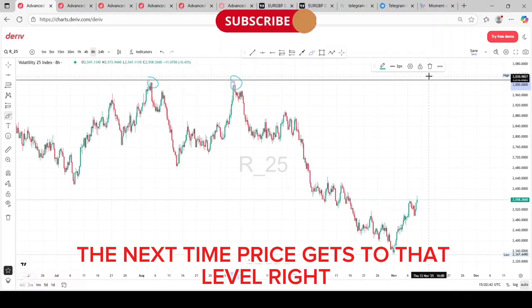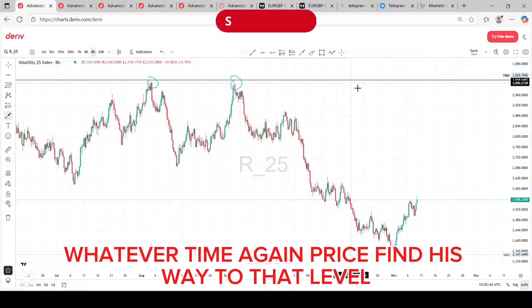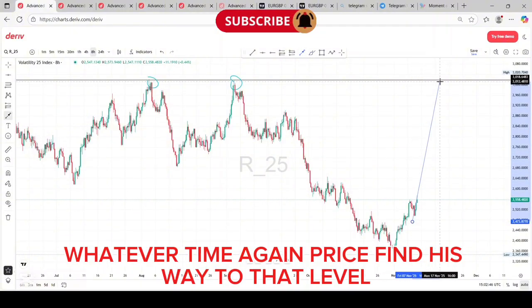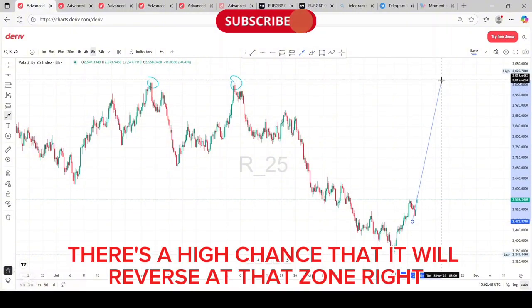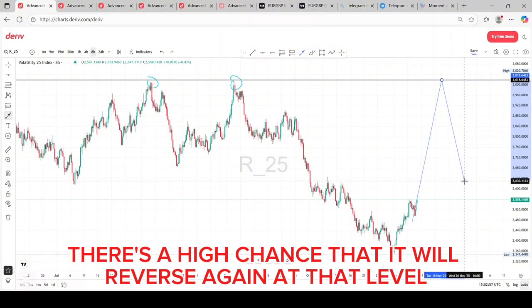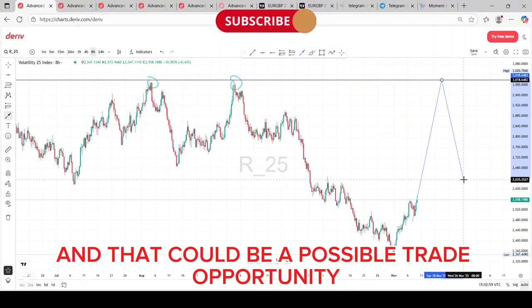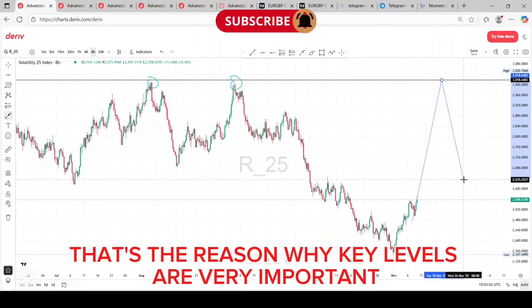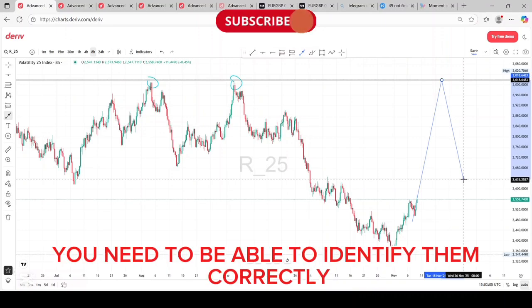The next time price gets to that level, whatever time again price finds its way to that level, there's a high chance that it will reverse at that zone. There's a high chance that it will reverse again at that level. And that could be a possible trade opportunity. That's the reason why key levels are very important. You need to be able to identify them correctly.